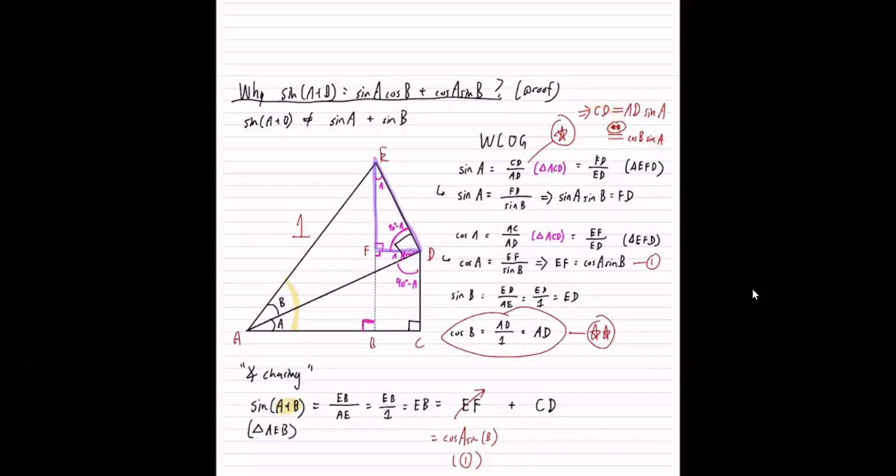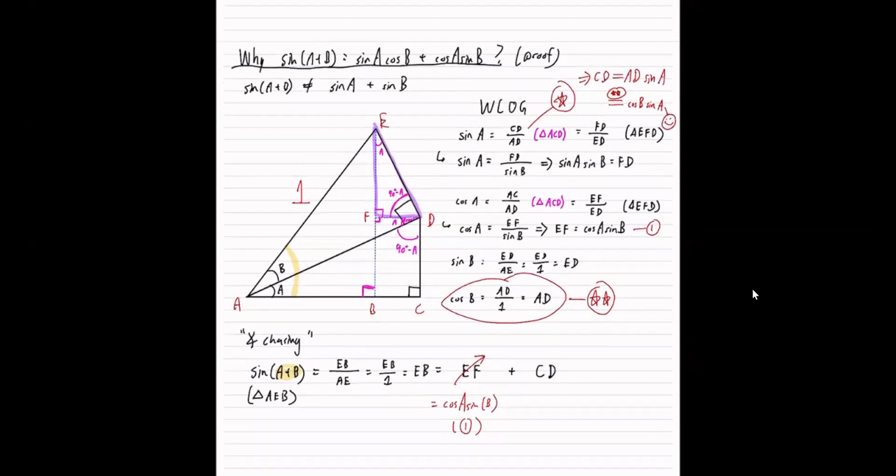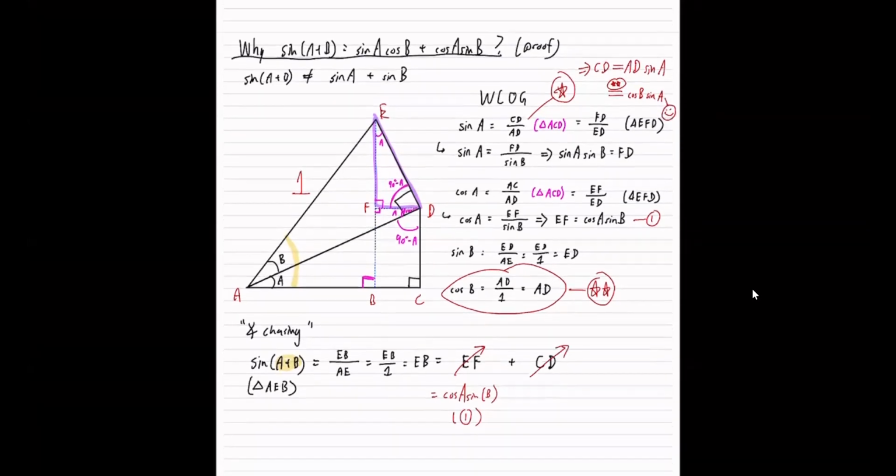Do you see that? Then I will label this information as happy face. Then I can strike off CD over here. CD equals cosine B sine A, replace with happy face. And then I will get my formula, cos B sine A. This is happy face. Therefore, that's how we deduce the formula.